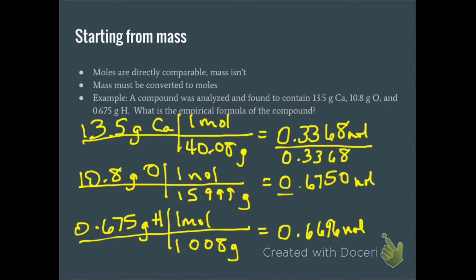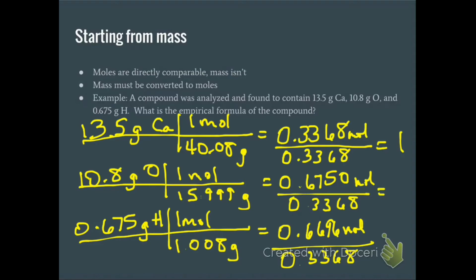0.3368, because we're trying to figure out the ratio of all our elements together. We're going to convert everything back to the lowest. So for calcium, we know a number divided by itself is 1. For our oxygen, we get 2.004, which is going to pretty much be 2.